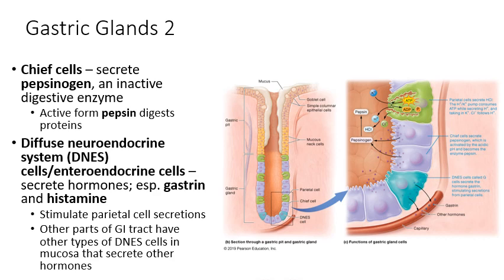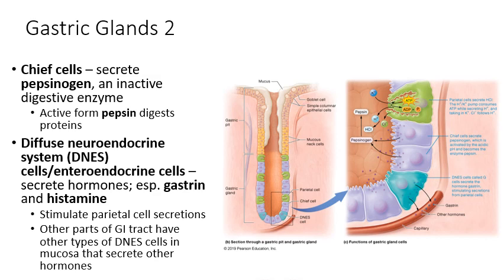Next, you have the chief cells, which are actually secreting the pepsinogen enzyme. And again, that's the inactive form of that enzyme. Stomach acid will activate pepsinogen to pepsin, which degrades proteins in the stomach. Then you have the diffuse neuroendocrine cells, or diffuse neuroendocrine system cells, to be proper, or DNES cells. They're also called enteroendocrine cells. So they're cells in the intestines and stomach that secrete hormones.